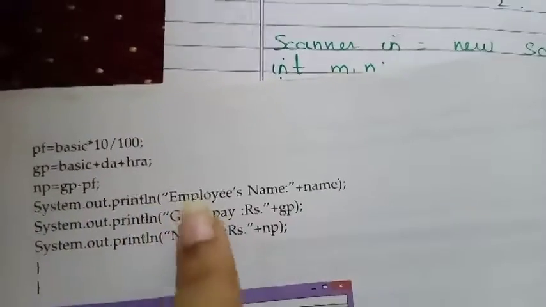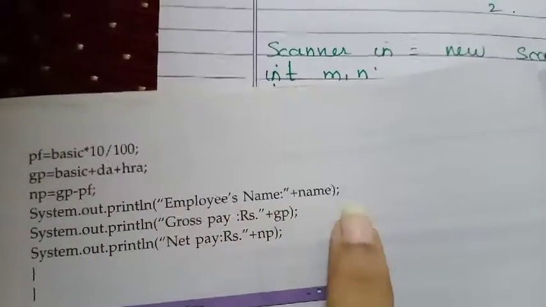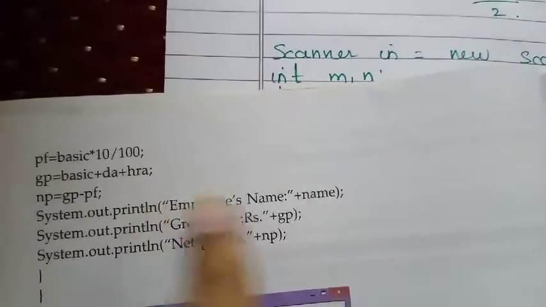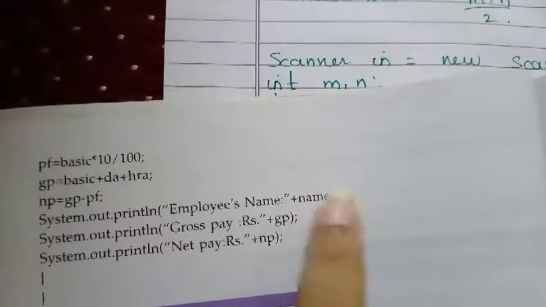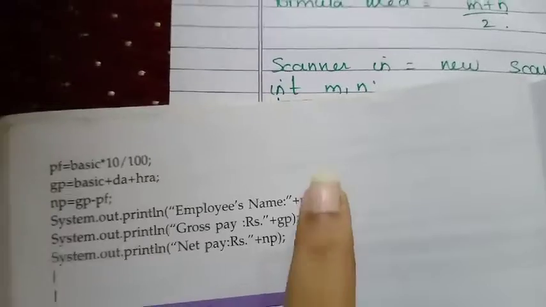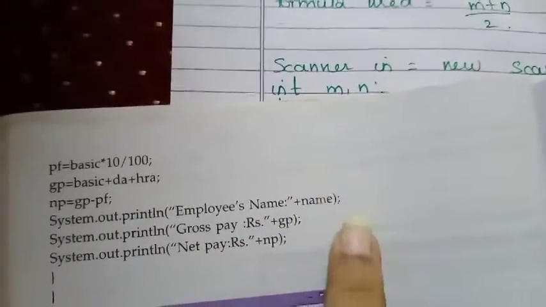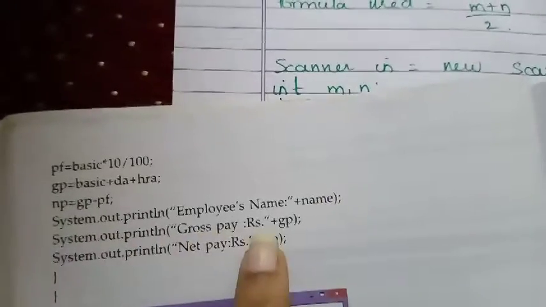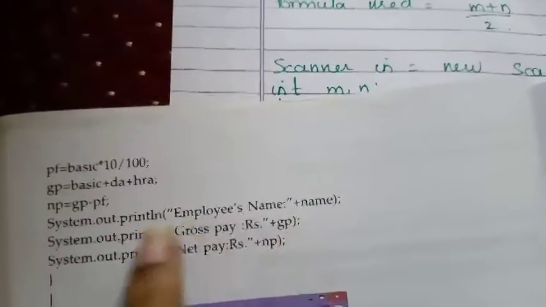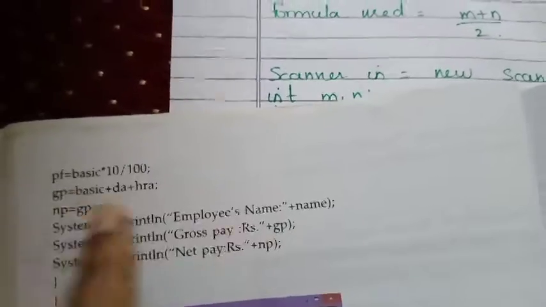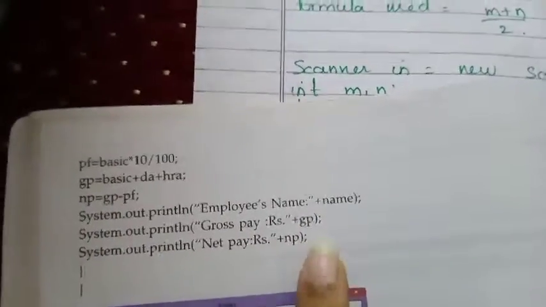Then after that we are going to display all the things which we calculated. So System.out.println employee's name plus name. Plus name means what? This is the variable, so the name will be displayed there. So employee's name will be printed and your name will be printed there. Then gross pay rupees plus GP means the gross pay which you are calculating here, that value will be printed here. Similarly for the net pay.